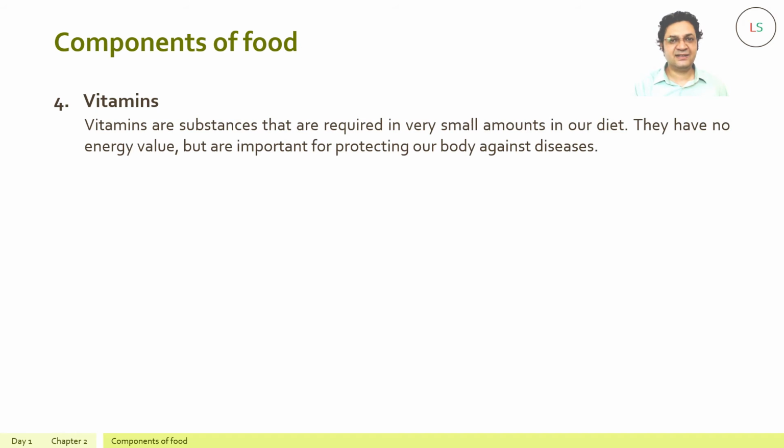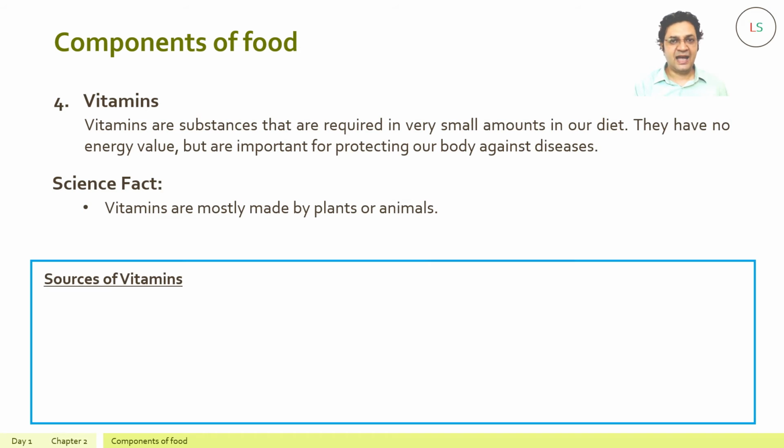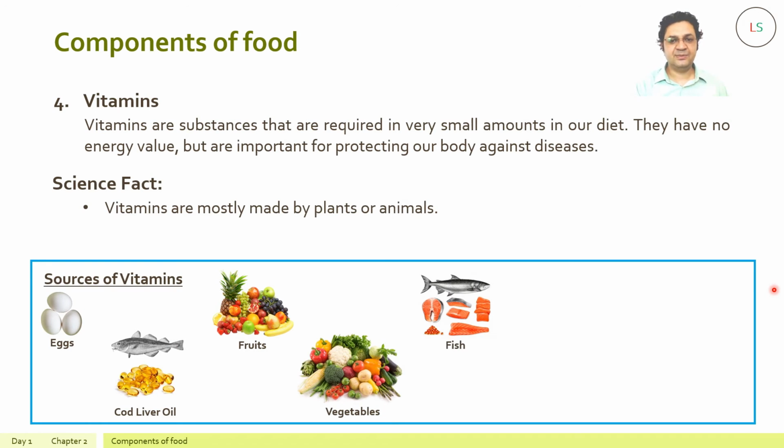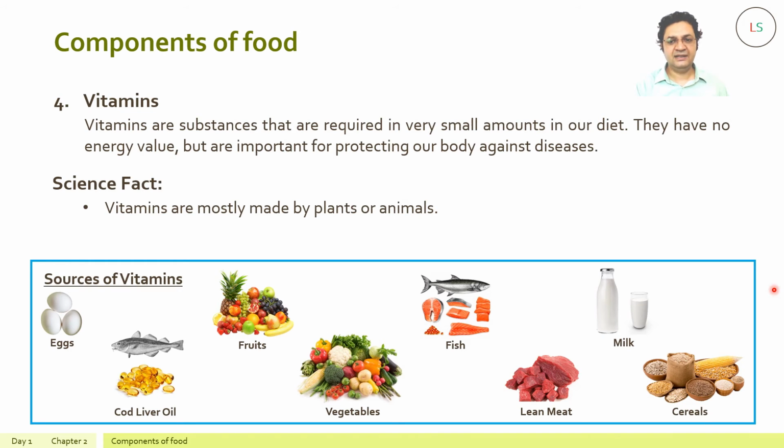Now a science fact related to the vitamins. Vitamins are mostly made by plants or animals, and the sources of vitamins are eggs, cod liver oil. So we can actually see this fish over here which is called the cod. Fruits, vegetables, fish, lean meat, milk and unpolished cereals.